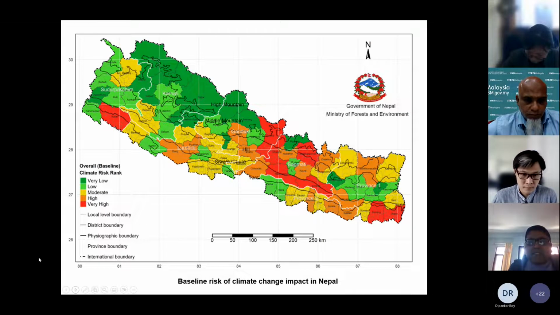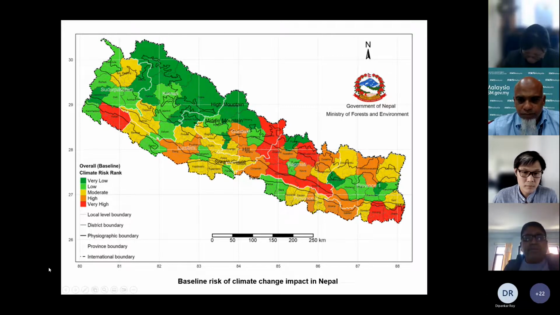Yeah, this is the baseline risk of the climate. These are the 77 districts of Nepal. These kinds of maps are produced by the Ministry of Forest and Environment, showing each district according to the risk of climate change impact: very low impact, moderate impact, high impact, very high impact. These kinds of categories, this disaggregated information, we can get from this map. It is prepared by the Ministry of Forest and Environment.